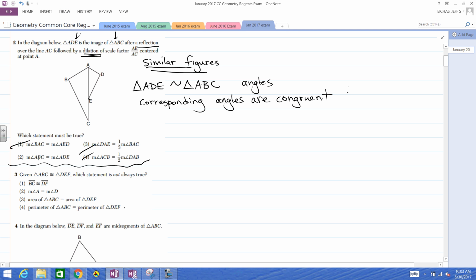All right, let's get rid of those markings for a second. And let's check this out. A to B to C, follow that path, that's this angle. A to D to E is this angle. All right, those are corresponding. That has to be true. All right.